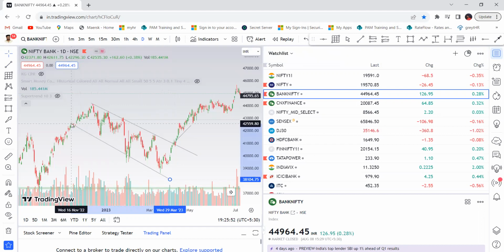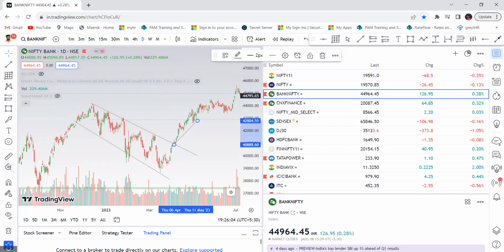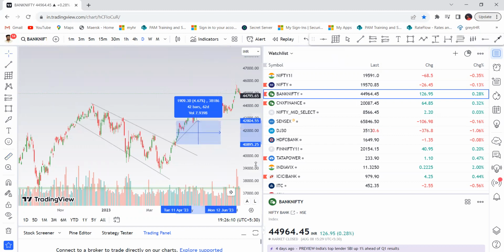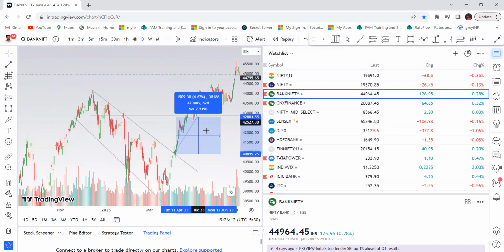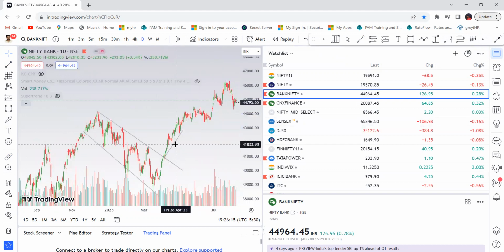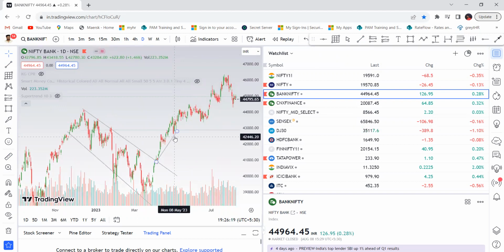Okay, let's adjust this. And it has broken and it has moved till here. So what is the percentage it has moved? 4%. So basically this is the first target, but I would say once this triangle pattern is broken, it might move much higher as well. So this is the first target where you can safely book the target.